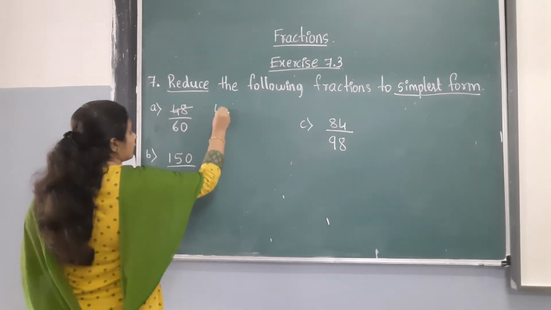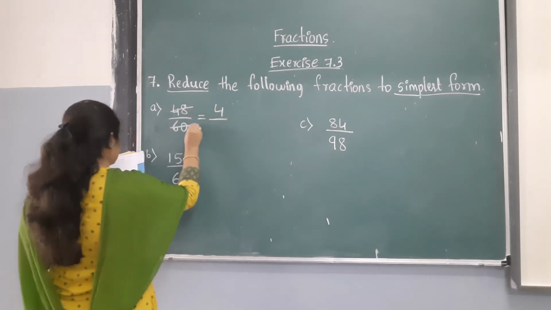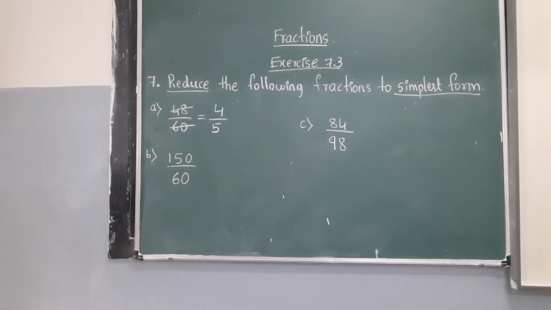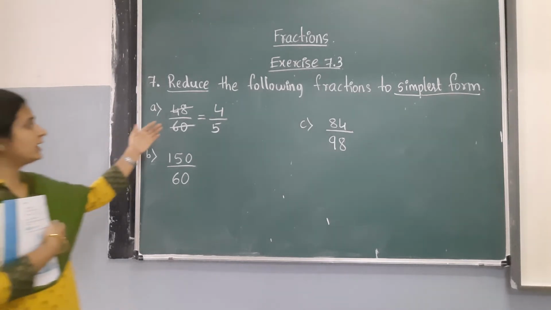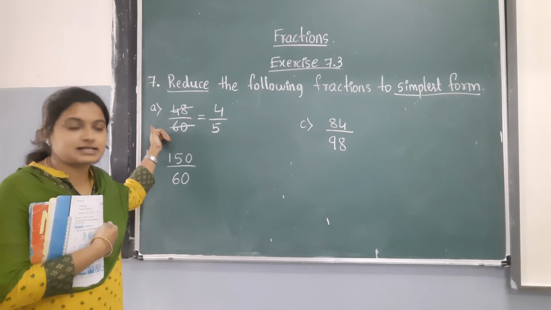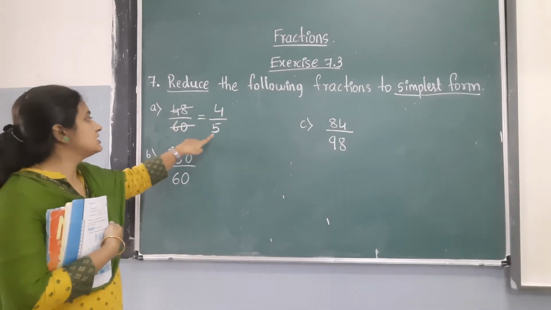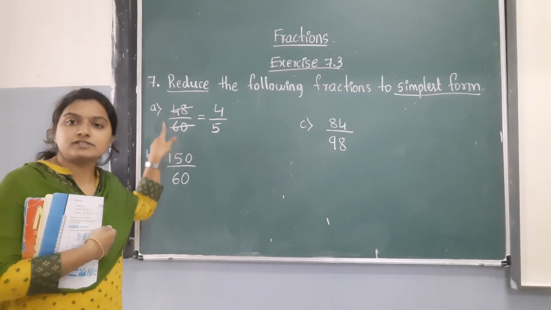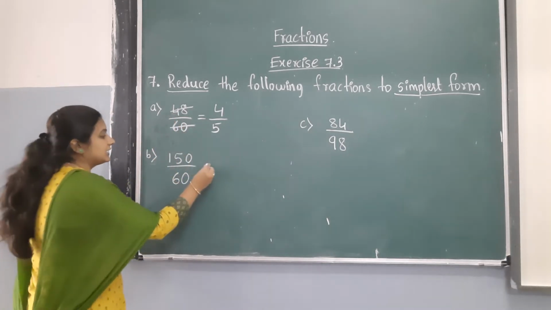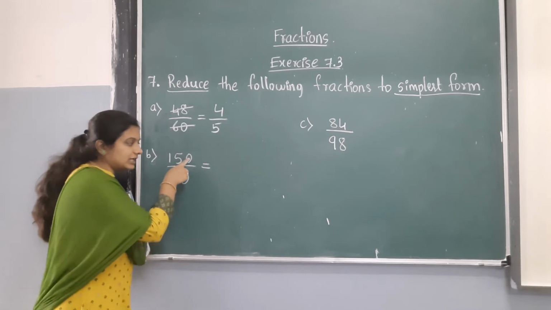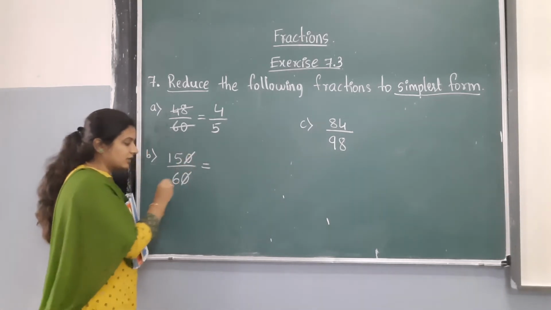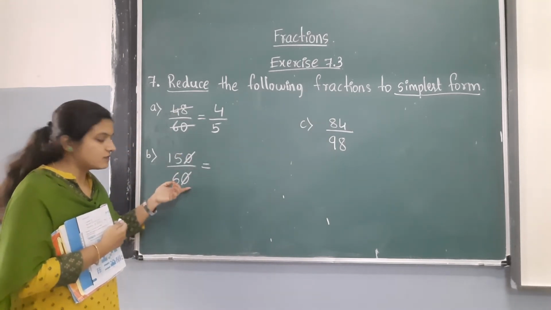12 fours are 48. 12 fives are 60. In the 12 table, 48 and 60, both the numbers are there, so we have to cancel. 12 fours are 48, 12 fives are 60. From the same table only you have to cancel. Come to the next, children. See, here 1 0 is there, here 1 0 is there. Cancel these two zeros. We can cancel 1 0, 1 0.